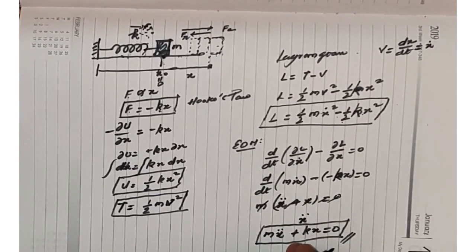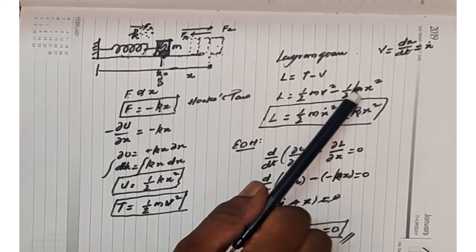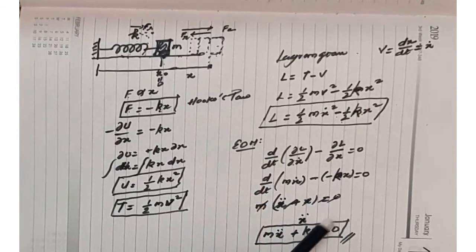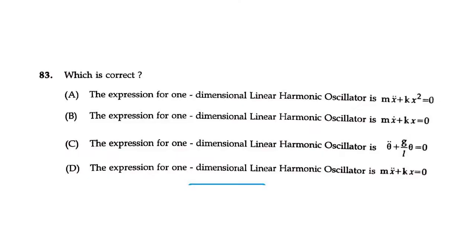So this is the final expression. Here we made one mistake, that instead of k we put an m, that's why the confusion. So finally we arrive at this equation. If you have this equation, that would be the right answer for the given question. From the above discussion, we got the answer: m x double dot plus k x equal to 0. So this would be the right answer.